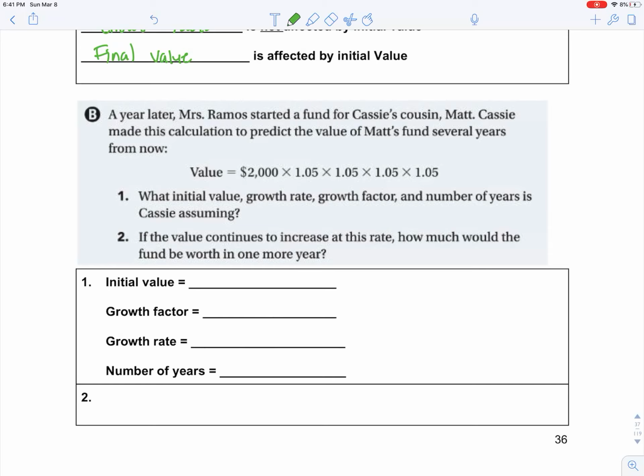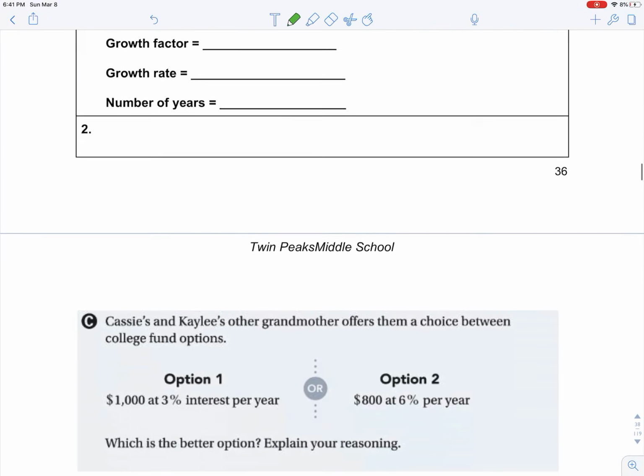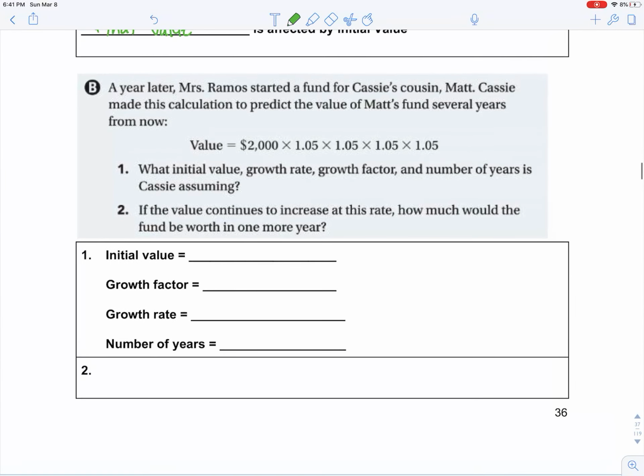So a year later, Mrs. Ramos started a fund for Cassie's cousin, Matt. Dang, Mrs. Ramos, look at you. Okay, Cassie made this calculation to predict the value of Matt's fund several years from now. What initial value, growth rate, growth factor, and number of years is Cassie assuming? If the value continues to increase at this rate, how much would the fund be worth in one more year?